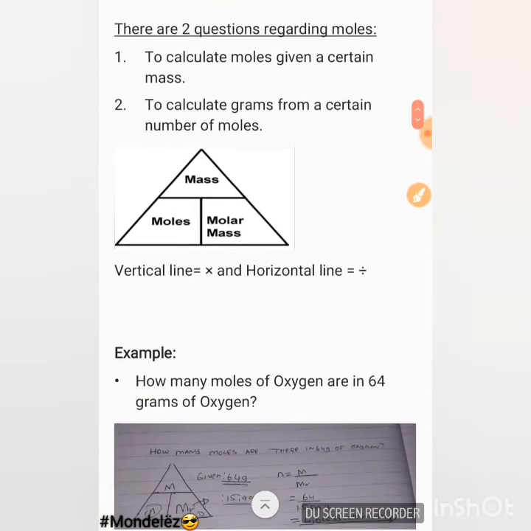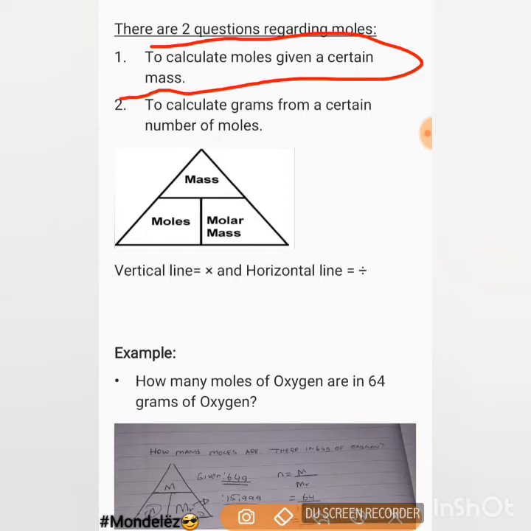So for the moles, there are two questions regarding it that you will normally get, and they will go as thus. You should calculate moles given a certain mass, sorry about that. And you should also calculate the grams for a certain number of moles. So it's just basically vice versa, if you actually analyze it.